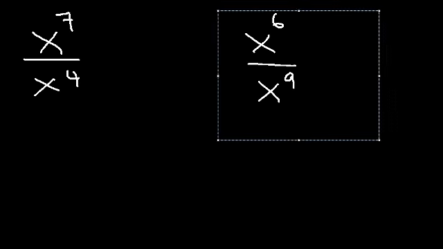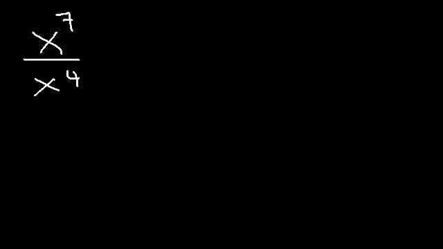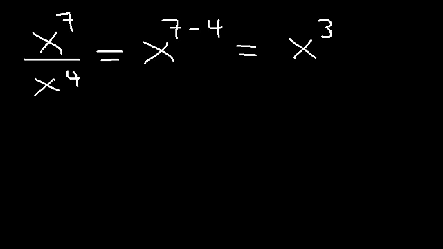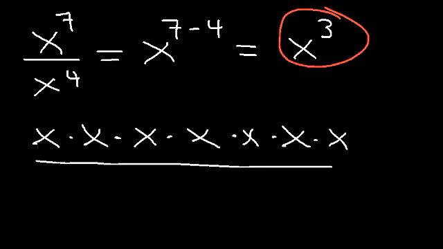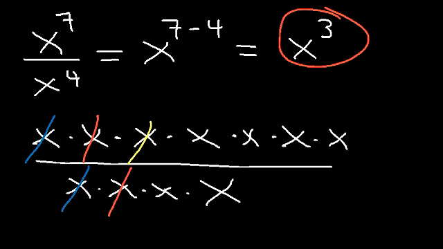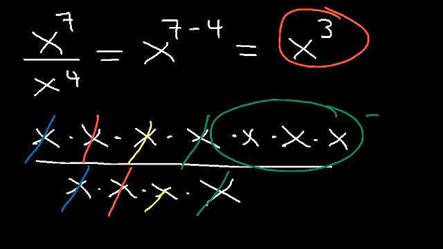Well, actually, let's just do this one first, and then I'll give you some more. So for this one, it's basically 7 minus 4, which is 3, so it's x cubed. This is the answer. Now, another way in which you can see it, x to the 7 is basically 7 x variables multiplied to each other. x to the 4th is basically 4 x variables multiplied to each other. You can cancel 4 x's. And notice that you'll be left with 3 x variables on top, which is x to the 3rd.